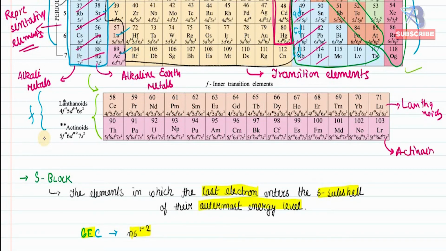Why are these names given? Because they follow this element. Lanthanum is this element, so the elements that follow lanthanum are known as lanthanoids. This element is actinium. The elements that follow actinium are known as actinoids.